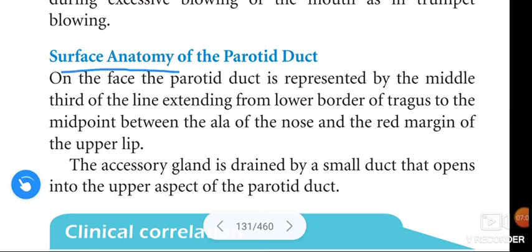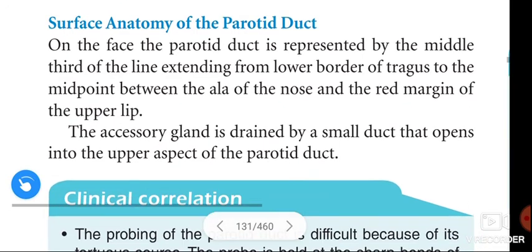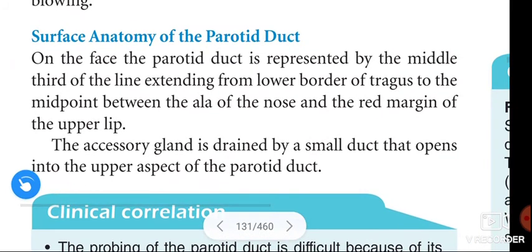Next, surface anatomy of the parotid duct. On the face, the parotid duct is represented by the middle third of the line extending from the lower border of the tragus to the midpoint between the ala of the nose and the red margin of the upper lip. The accessory gland is drained by a small duct that opens into the upper aspect of the parotid duct.